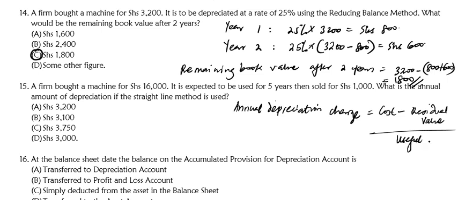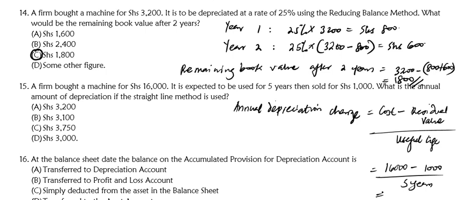So cost of this machine is how much? It is 16,000. Residual value is 1,000, the value of the asset at the end of its useful life, then divided by the useful life, which is 5 years. So how much is the annual depreciation?